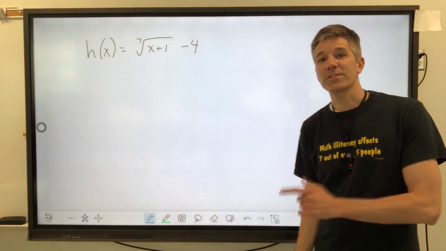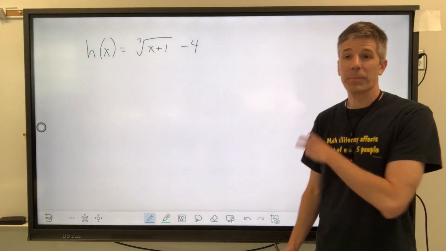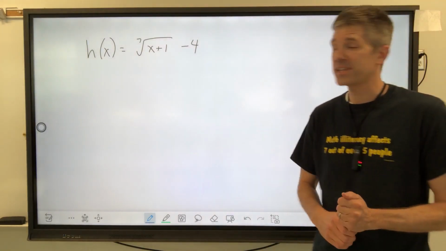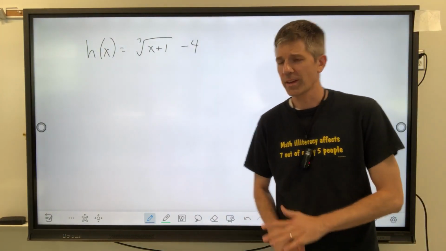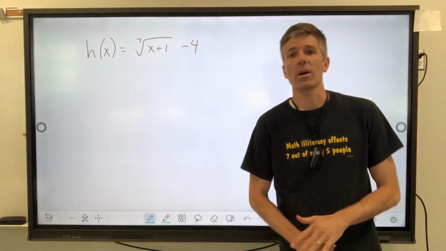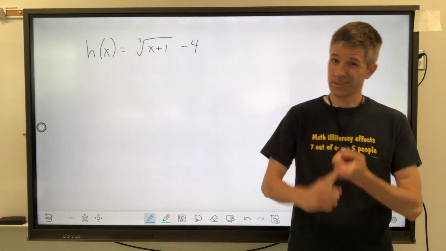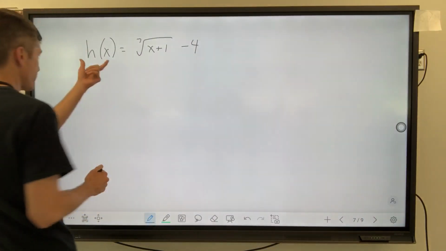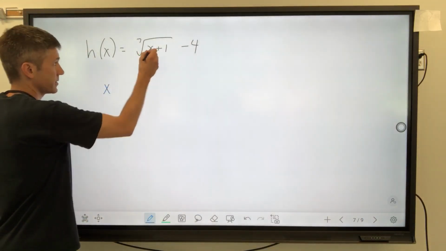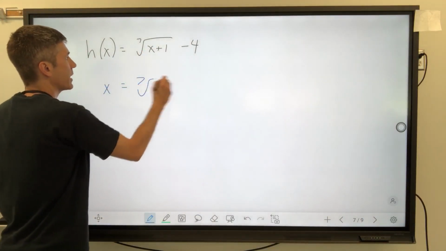Let's find the inverse of 3 big bad mamma jamma problems, and here's the first one. H of x equals the 7th root of x plus 1 and then minus 4. So if we were going to find out what the inverse of this is, then step 1, we would switch x and y. This is y, so it becomes x. This is x, so it becomes y. And now we're going to solve.